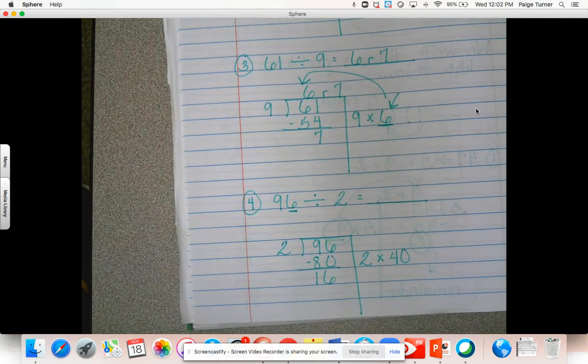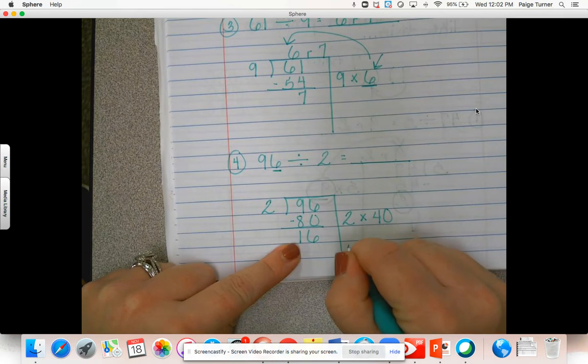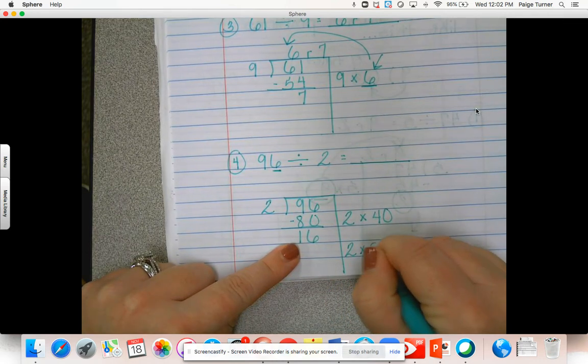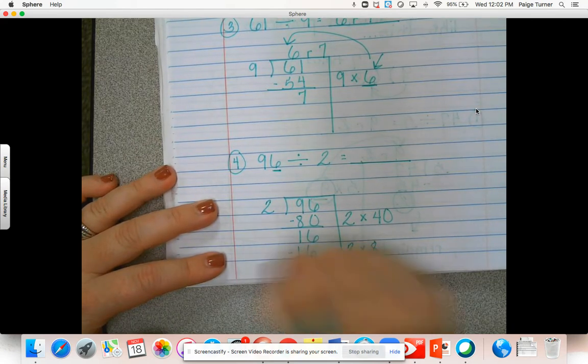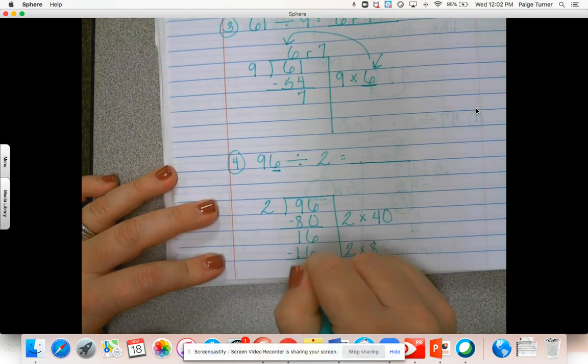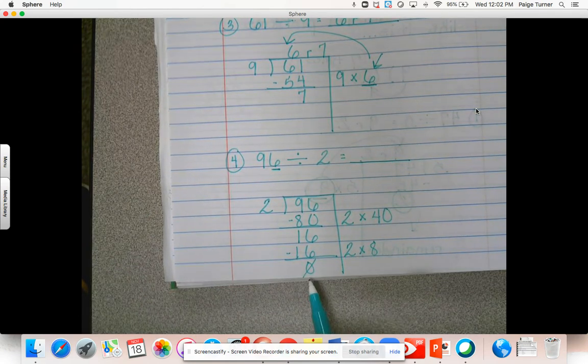And see, now I do know 2 times what number gives me 16? That's 2 times 8. So I'm going to do 2 times 8, because that's 16. Subtract 16, 16 minus 16 is 0. So since I could do 16 minus 16 and get 0, I'm not going to have a remainder.